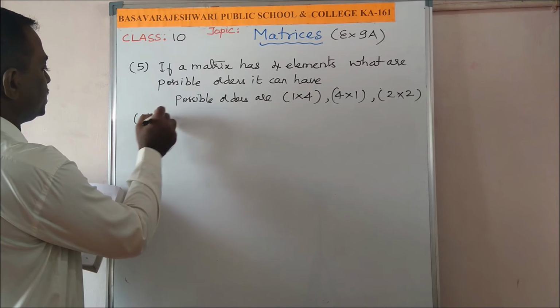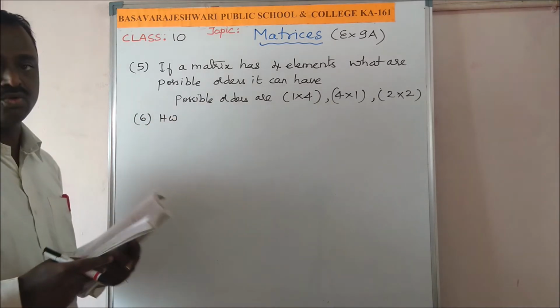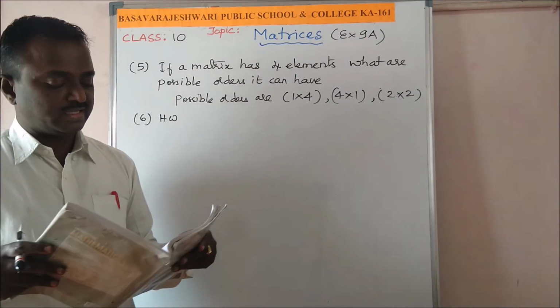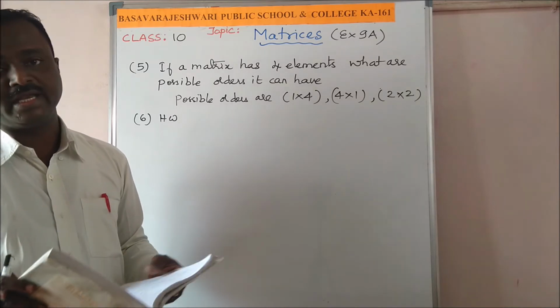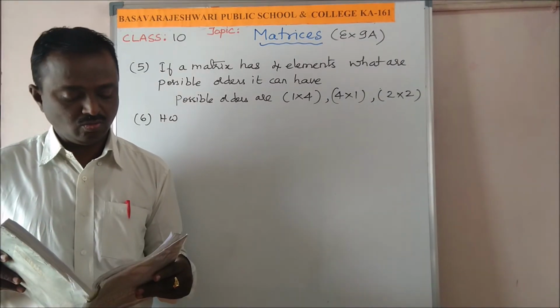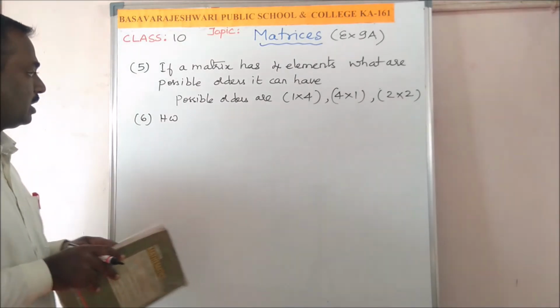So the sixth one, the same question they asked. I will give it as homework. In a matrix of 6 elements, what are the possible orders it can have? You can do it on your own. Now the seventh one I am coming to.